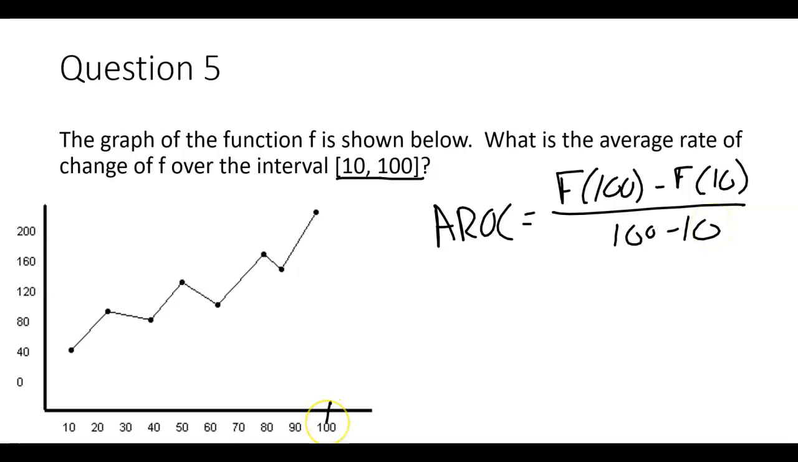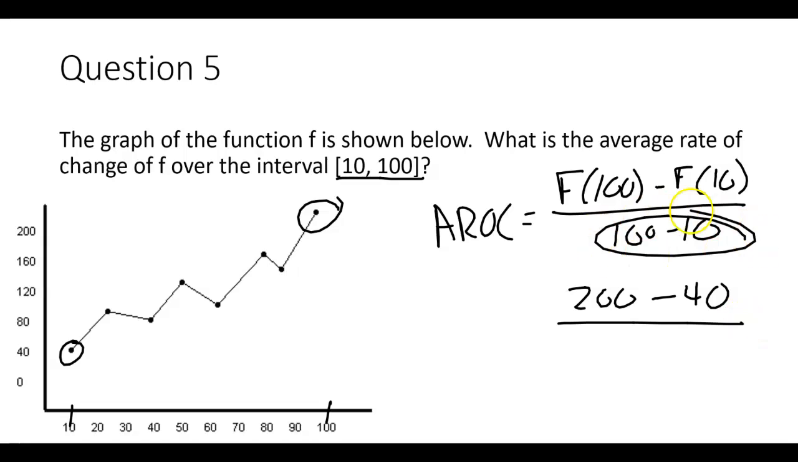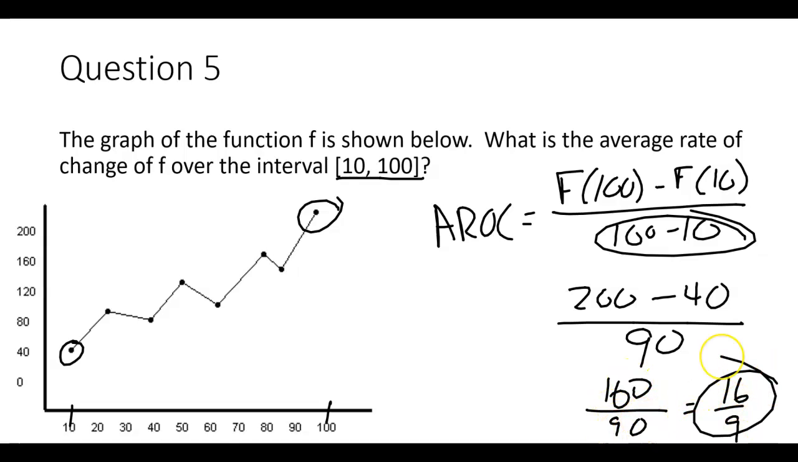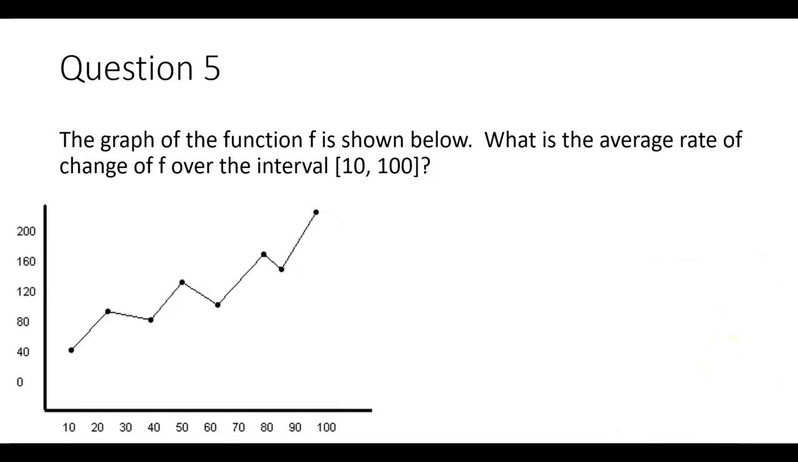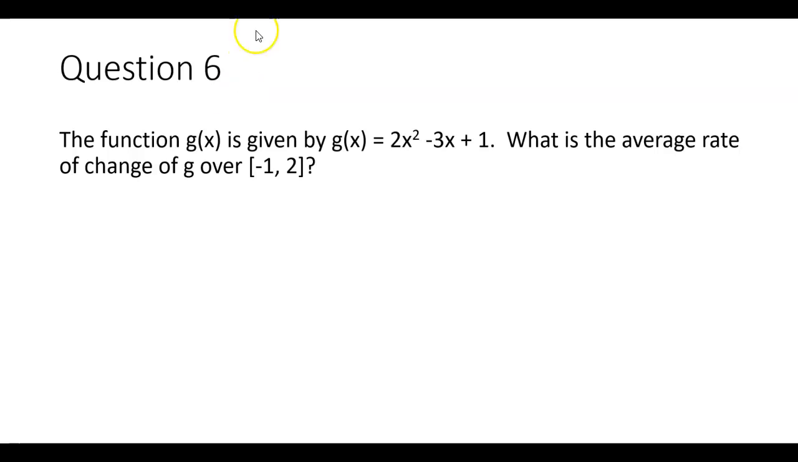Well, here's where x equals 100. And the y value at that point, it's hard to say what that is, but I'm going to estimate it as 200. Then here's where x equals 10. And at x equals 10, the y value is 40. And then 100 minus 10 on the bottom there is 90. And so I end up with 160 over 90, which reduces to 16 over 9. And that's how you can find the average rate of change from a graph. Let's go ahead and take a look at question 6.